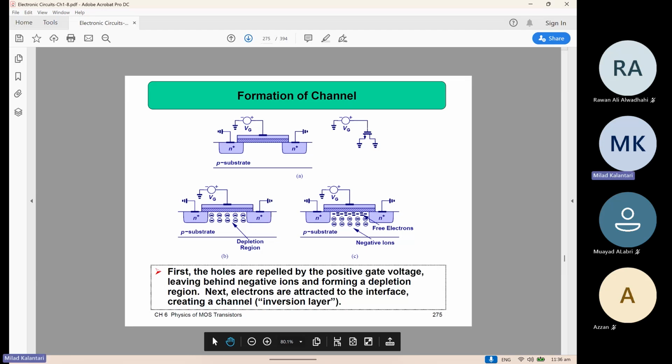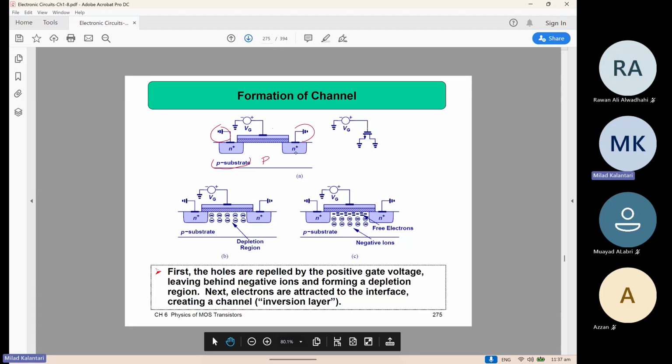So here we start with this situation. Let's assume that both sides of the channel are grounded. And then we are trying to add some positive voltage to the gate. And we have this P substrate, right? So if nothing is there, let's say everything is just zero. In fact, you have the PN junctions, right?